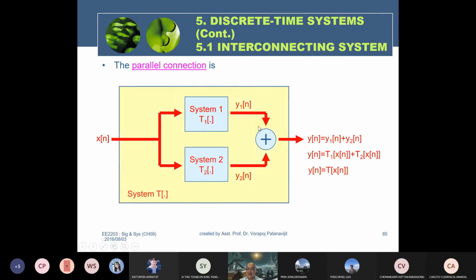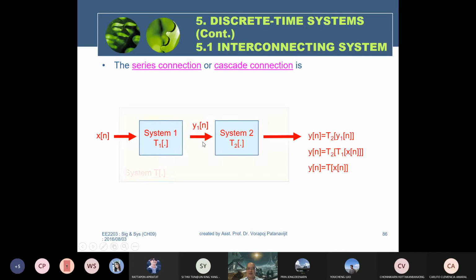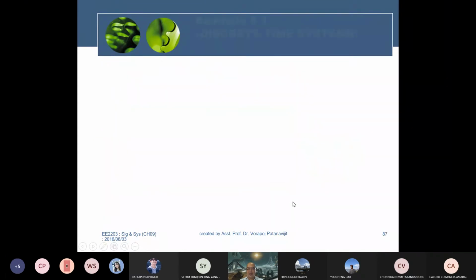For the parallel process, if you have 2 processes connected in a parallel structure, the output equals the sum of each output of them. You have the input fed to the 2 blocks, T1 and T2 in parallel, and the outputs y1 and y2 are added later. The overall system function will be equal to this. And the series or cascade connection is the same manner. You send x1 to system 1 first and send the result to system 2. Therefore, the overall system function is system 2 and system 1 together.